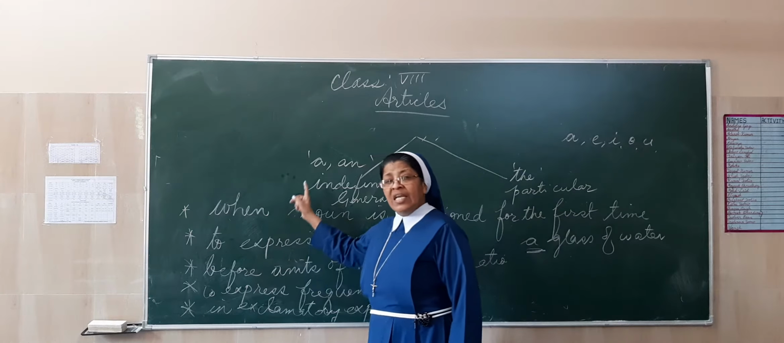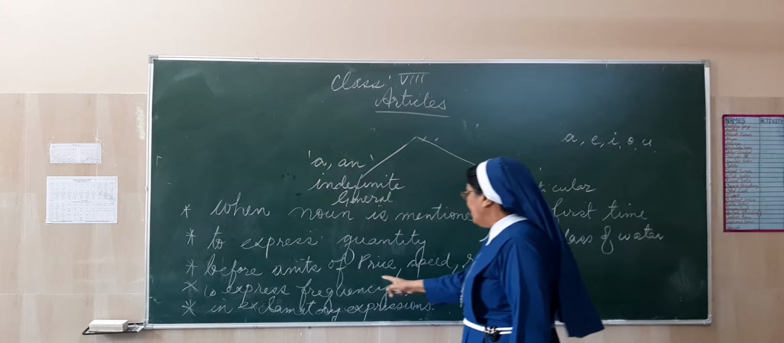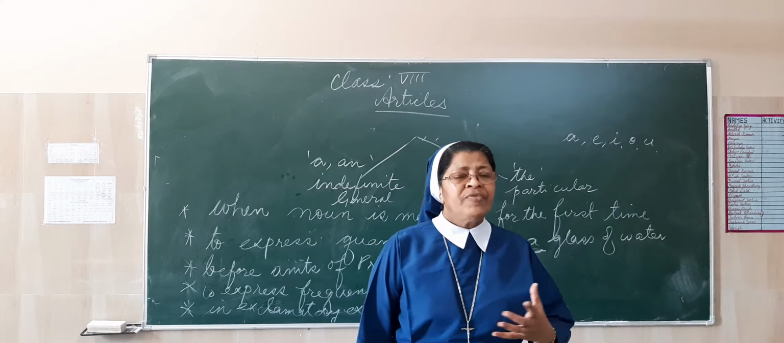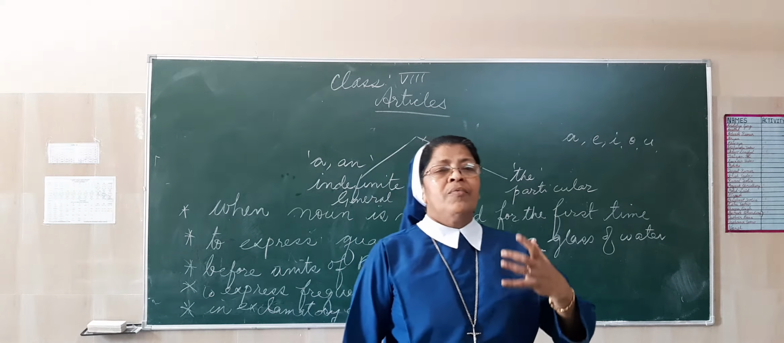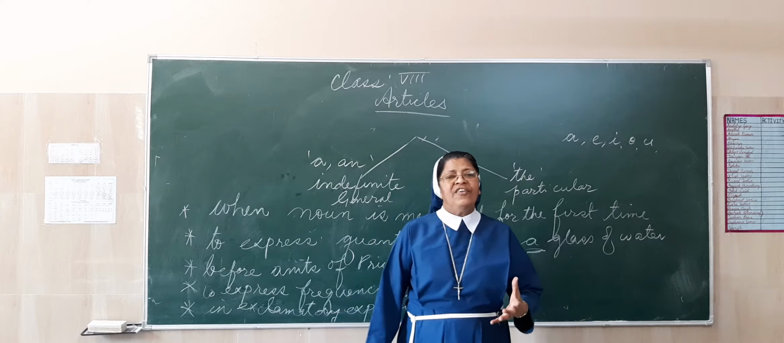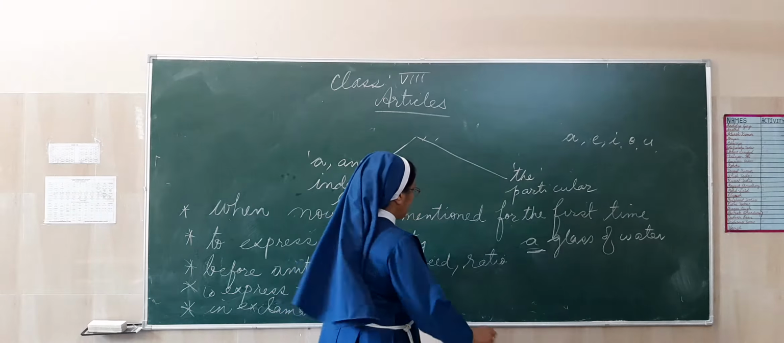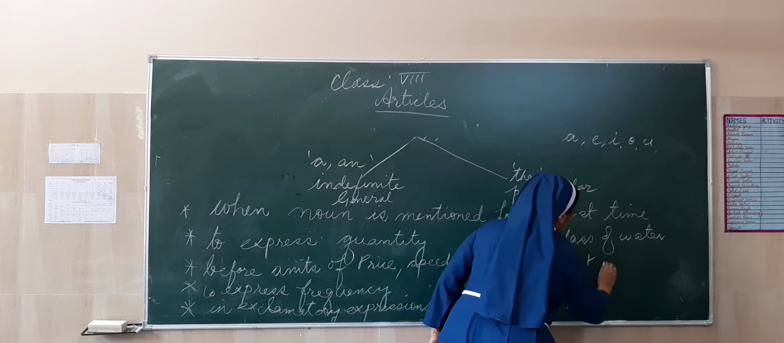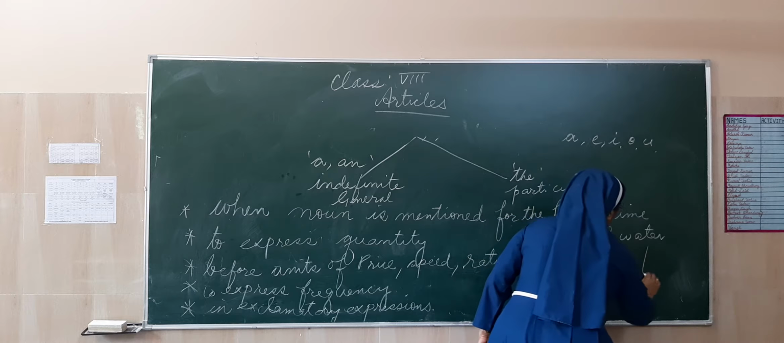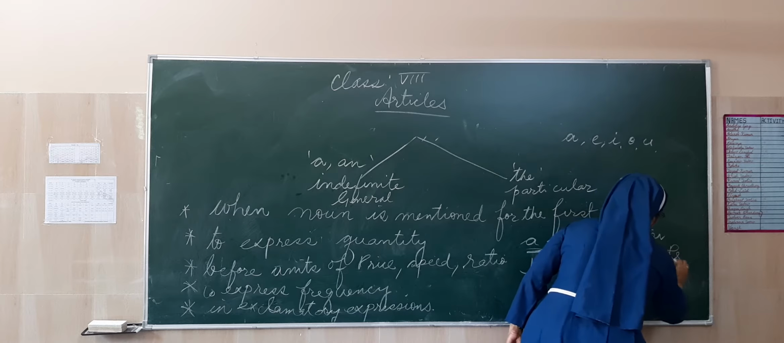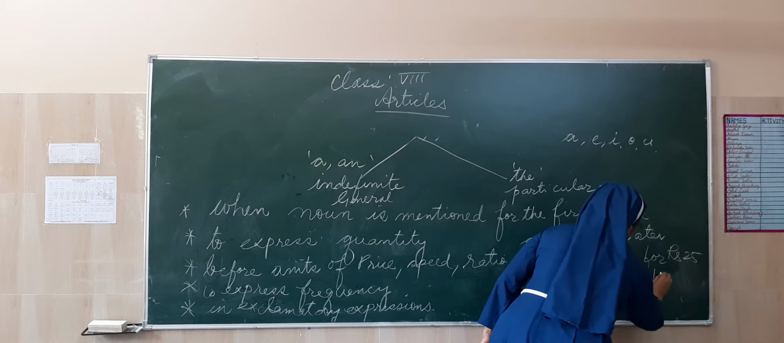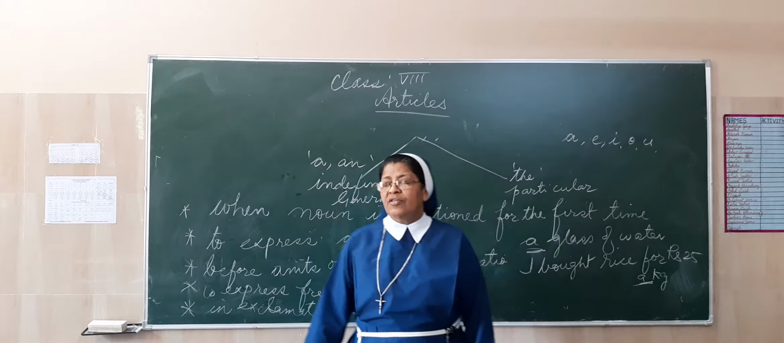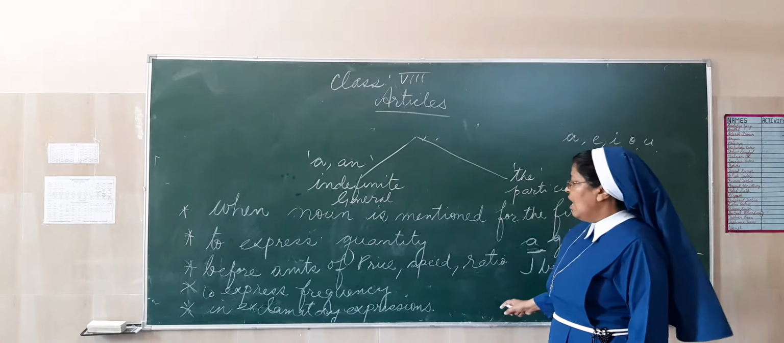Same way we use indefinite articles before units of price, speed or ratio. For example, if I want to say I bought rice. Now I am telling you I bought rice for rupees 25 a kg. So here I have used the article a. Even that time also we use indefinite articles.